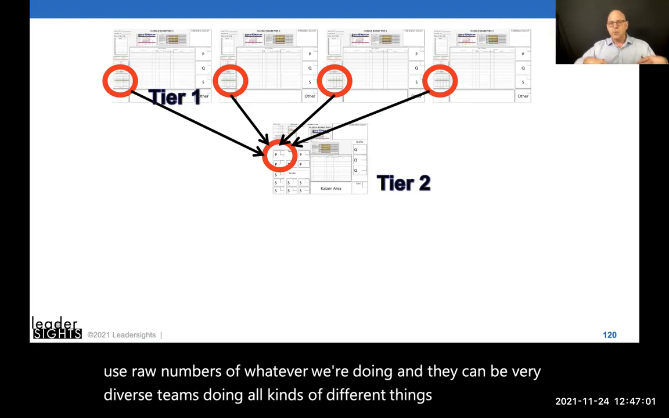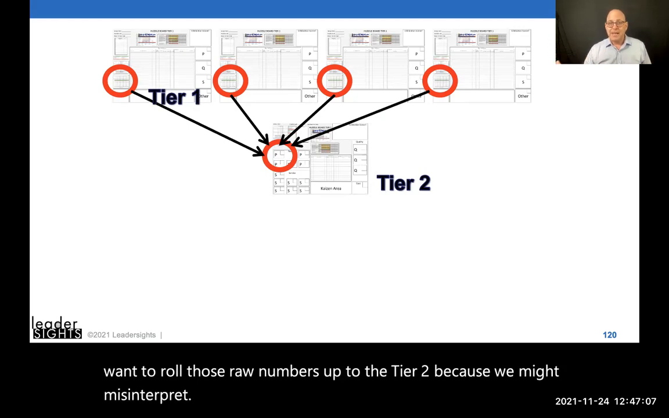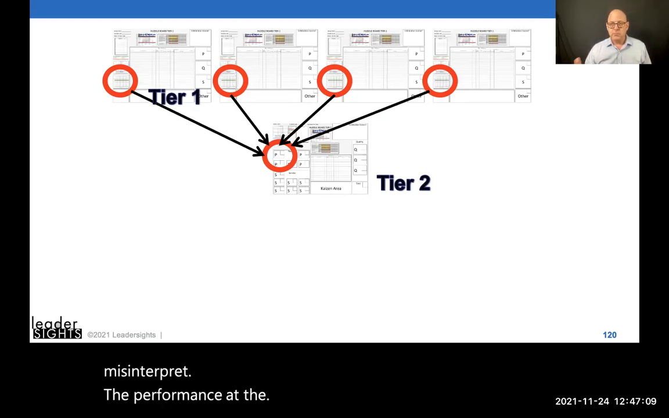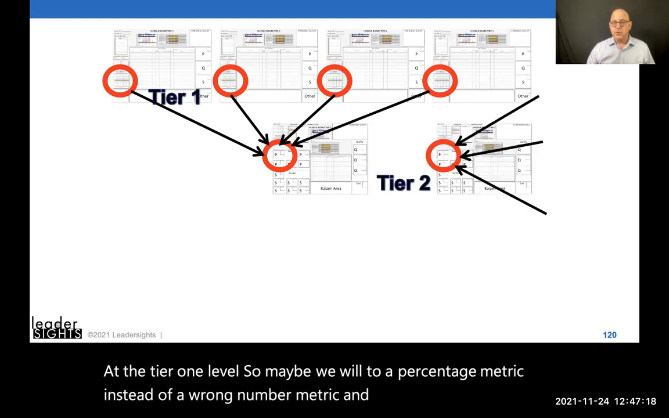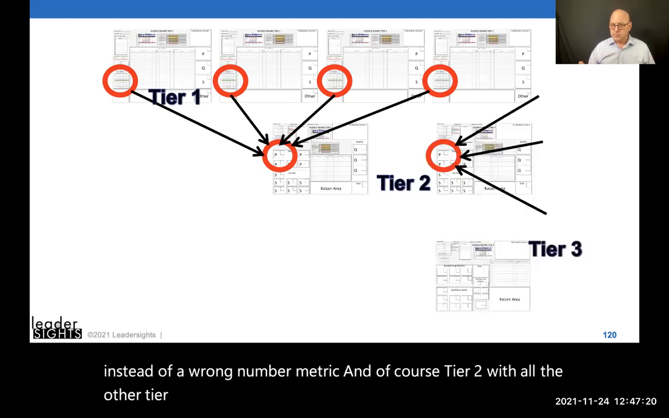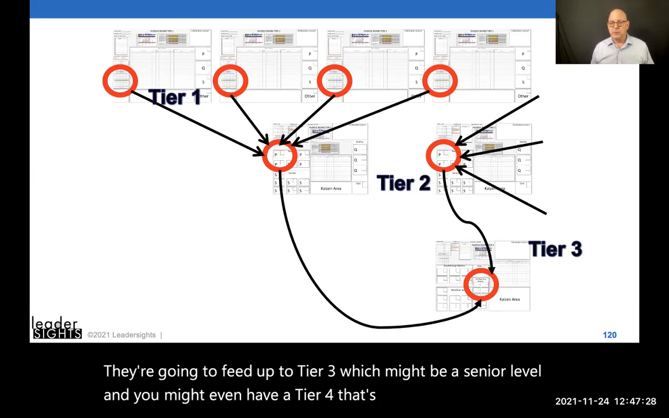So I don't just want to roll those raw numbers up to the tier 2 because we might misinterpret the performance at the tier 1 level. So maybe we'll change this to a percentage metric instead of a raw number metric. And of course, tier 2 with all the other tier 2s, they're going to feed up to tier 3, which might be a senior level, and you might even have a tier 4 that's going to be your executive level.